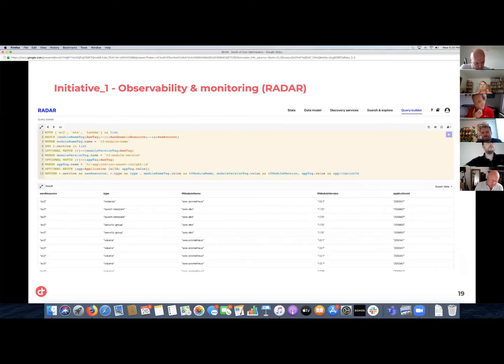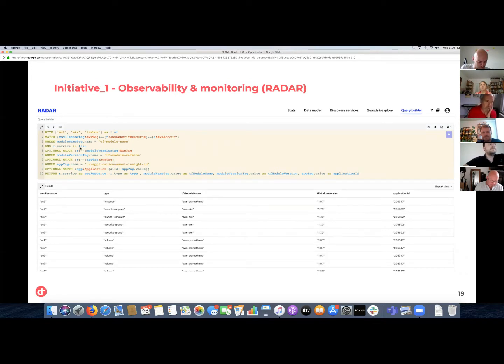This is a tool that we've developed called Radar. It's based on a graph database, Neo4j, if you're familiar with graph databases. And what it does is it can query all your resources in any cloud provider, AWS, Azure, GCP, and on-prem, and it can give you really good insight.